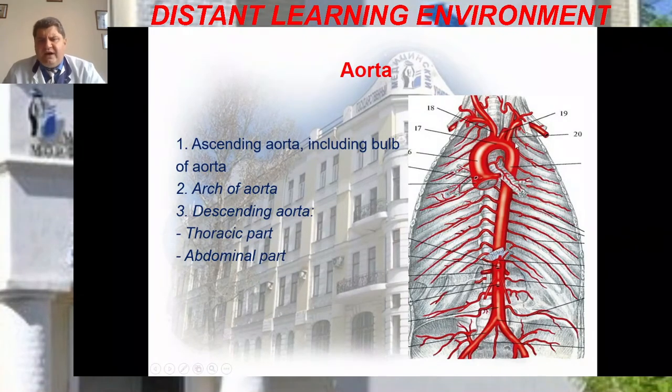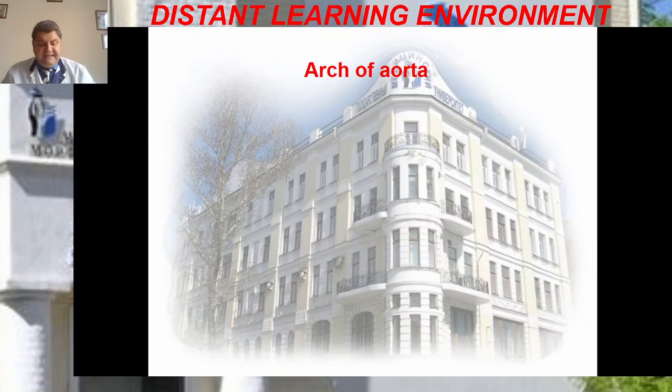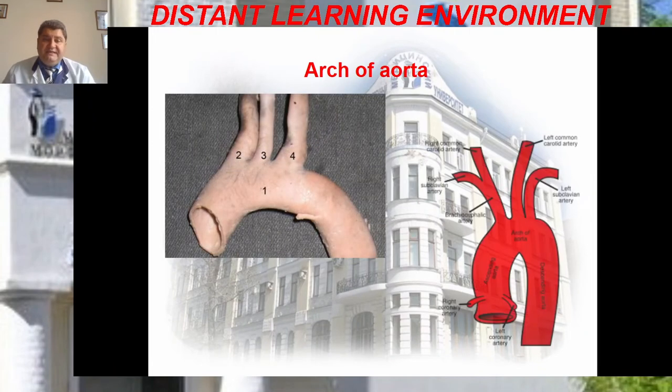And as I told you earlier, the thoracic part and abdominal part, which divides with diaphragm, at the aortic hiatus of diaphragm, in detail we will study when we study arteries of the body, cavities, and also internal organs. Let's talk in detail about arch of aorta. You may see this part of aorta here on this preparation, and also on this picture.